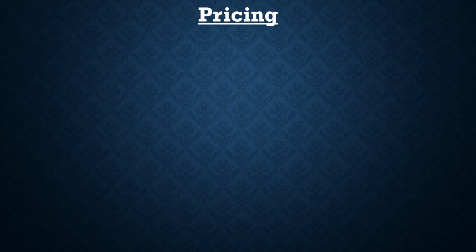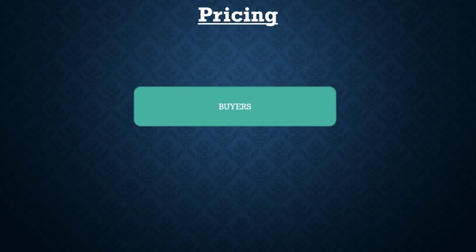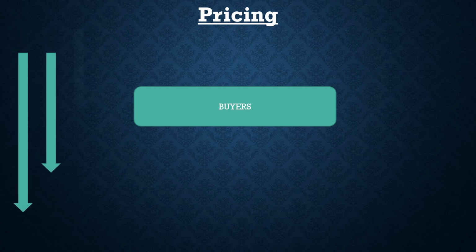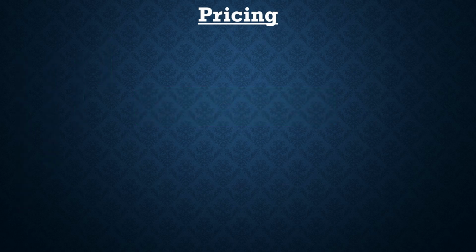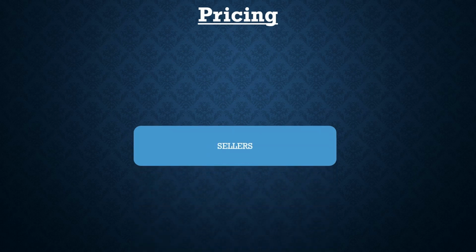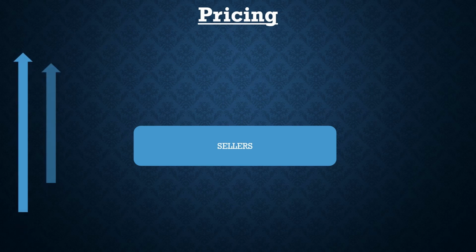In the free market, we have buyers who are always negotiating for the lowest price possible as they interact with sellers. In this way, they put downward pressure on prices. At the same time, in the free market, we have sellers who are always negotiating for the highest price possible as they interact with buyers. In this way, they put upward pressure on prices.